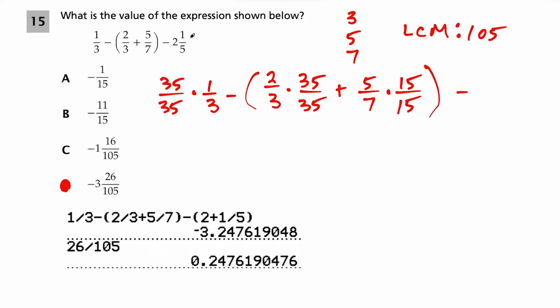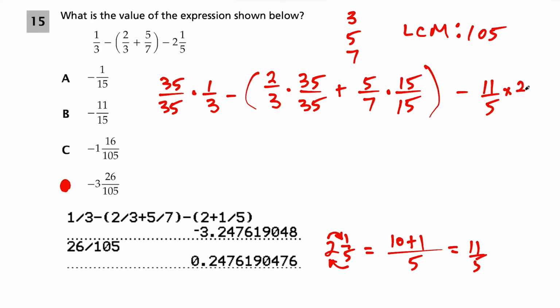And for this one, something I'll do off to the side first is take 2 1/5 and turn this into an improper fraction. So we multiply. We have 5 times 2 is 10. And then we're going to add the 1 in the numerator, and this is over 5. So this is 11/5. So now I'm going to rename this 11/5. And this we'd have to multiply by 3 times 7, which is 21. So I'm doing times 21 on top and bottom.